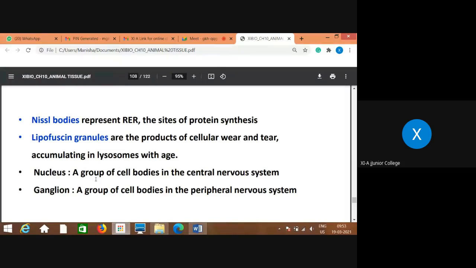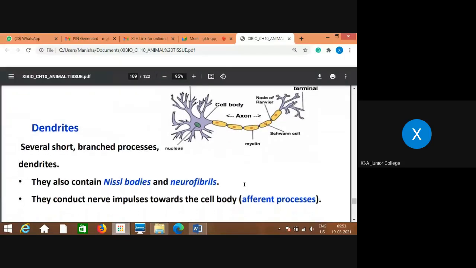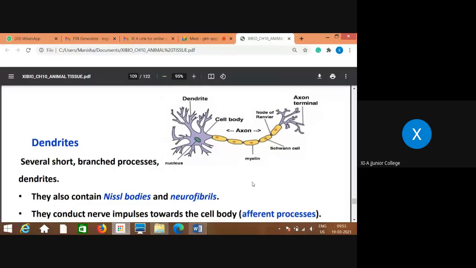The nucleus is a group of cell bodies in the central nervous system, and a ganglion is a group of cell bodies in the peripheral nervous system. So what are these dendrites? There are several short branched processes. These are all called dendrites. They also contain Nissl's bodies and neurofibrils. They conduct nerve impulses towards the cell body, that is, they are afferent processes.